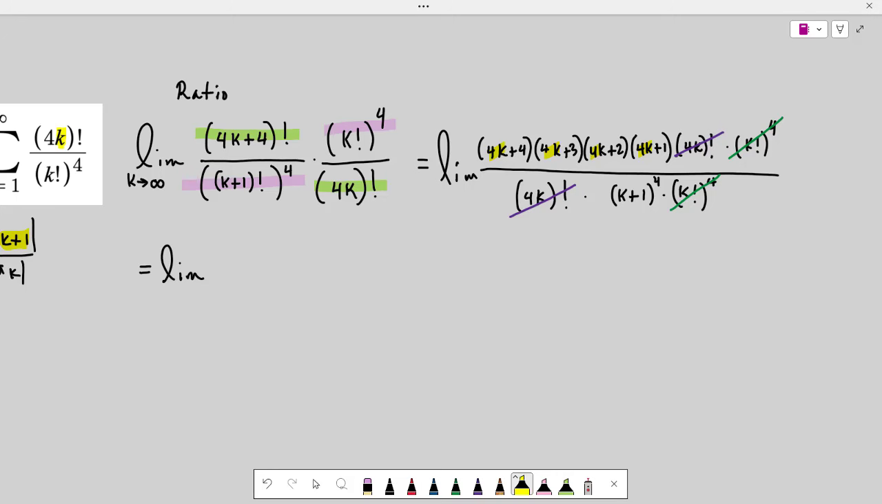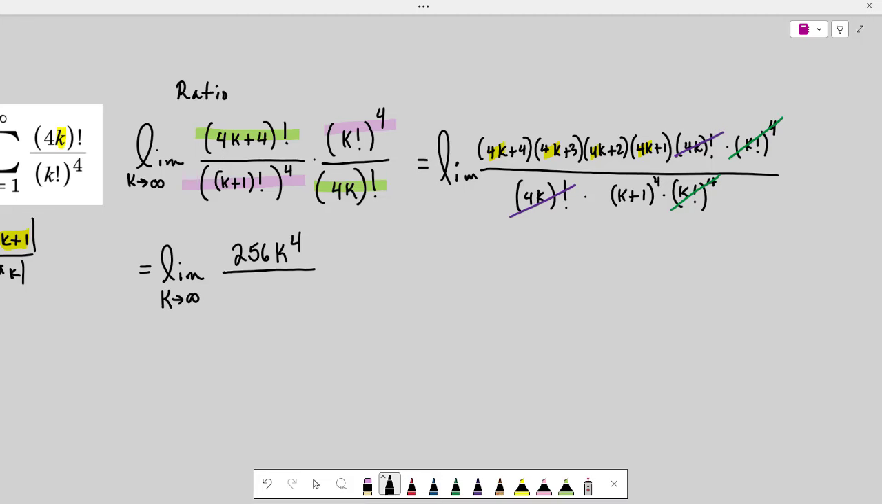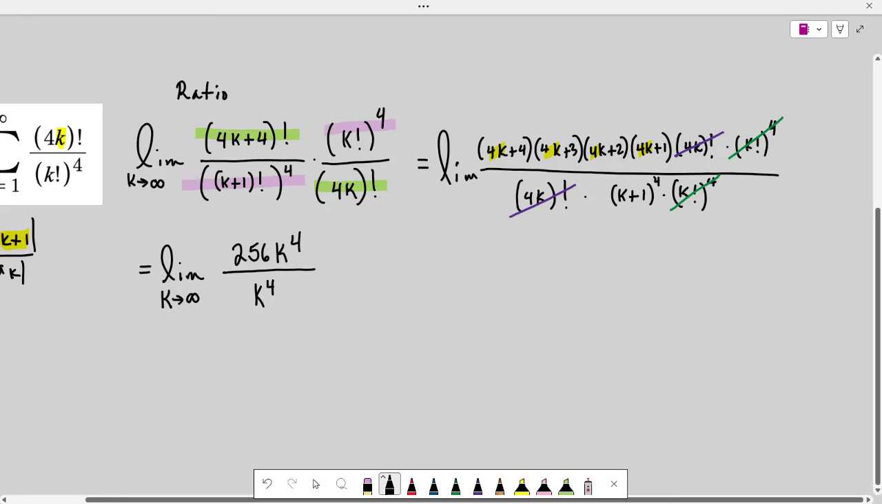So that looks like it's going to be 4 times 4 is 16. 16 times 16 is 256. So we're going to have 256k to the fourth power divided by the same idea in the denominator. If we were to FOIL it all out, we could, but it doesn't matter. It's a polynomial. It's all going to depend on the first leading term, which is k to the fourth. It's all going to simplify to just k to the fourth. And then in this limit, the k to the fourths cancel. We get a limit of 256.